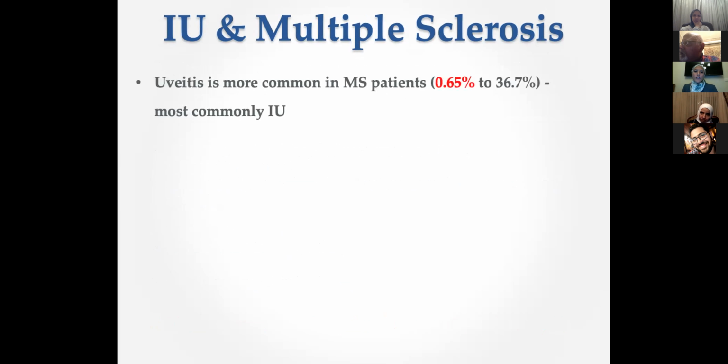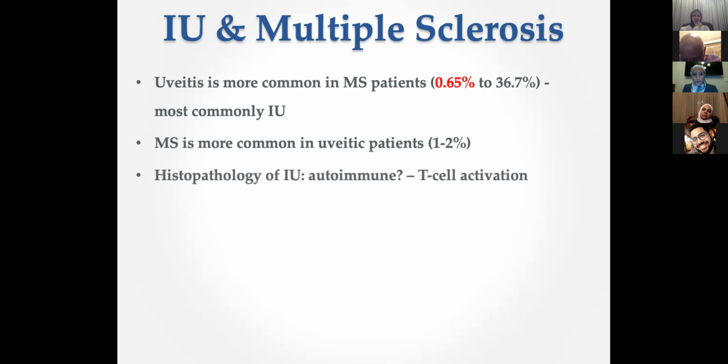First of all, uveitis is more common in MS patients, even though there's a wide variation of the percentage in the literature, but the actual percentage is towards 1%. It has been found that MS patients can have various forms of uveitis, but the most common entity was intermediate uveitis. The second point is that MS is more common in uveitic patients when compared to the general population.